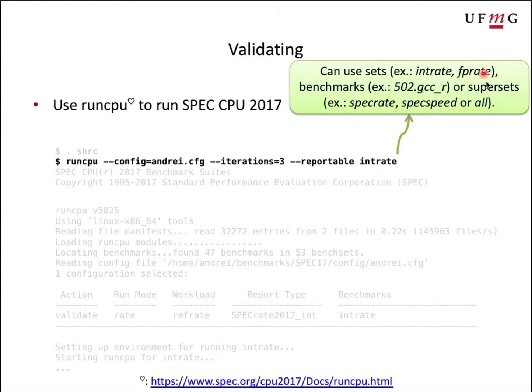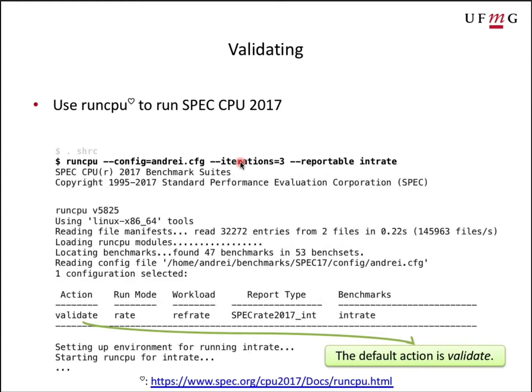Or you can also execute a superset. Like if you choose spec rate here, it will simulate int rate and FP rate. And the same thing for spec speed, so it will simulate int speed and FP speed. Or all will simulate all the 43 benchmarks of the 4 categories. So this is a default run for the simulations.